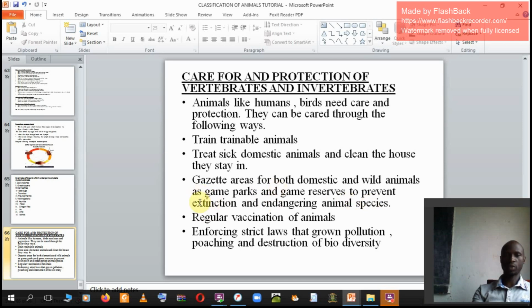Extinction is when you can hardly get an animal, you cannot get the animal, and endangering is when you are threatening the numbers of animals in a gazetted area. Regular vaccination, we need to vaccinate when they are sick or to control internal parasites. We enforce strict laws to check on poaching and destruction of biodiversity, that is, variety of plants and animals.